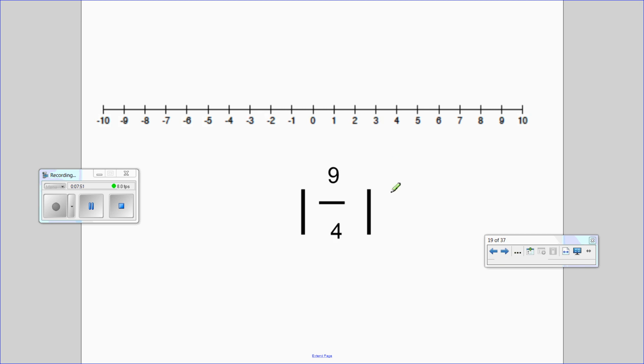9/4. What would the distance of 9/4 be? We could keep it like this, but do we know another way? Think of your 5th grade. What type of fraction is this? An improper fraction. How many fours go into 9? 2 wholes. You have 1 left over. So another way to say it is 2 1/4. So we are 2 1/4 units from 0, or 2 1/4, or 9/4.